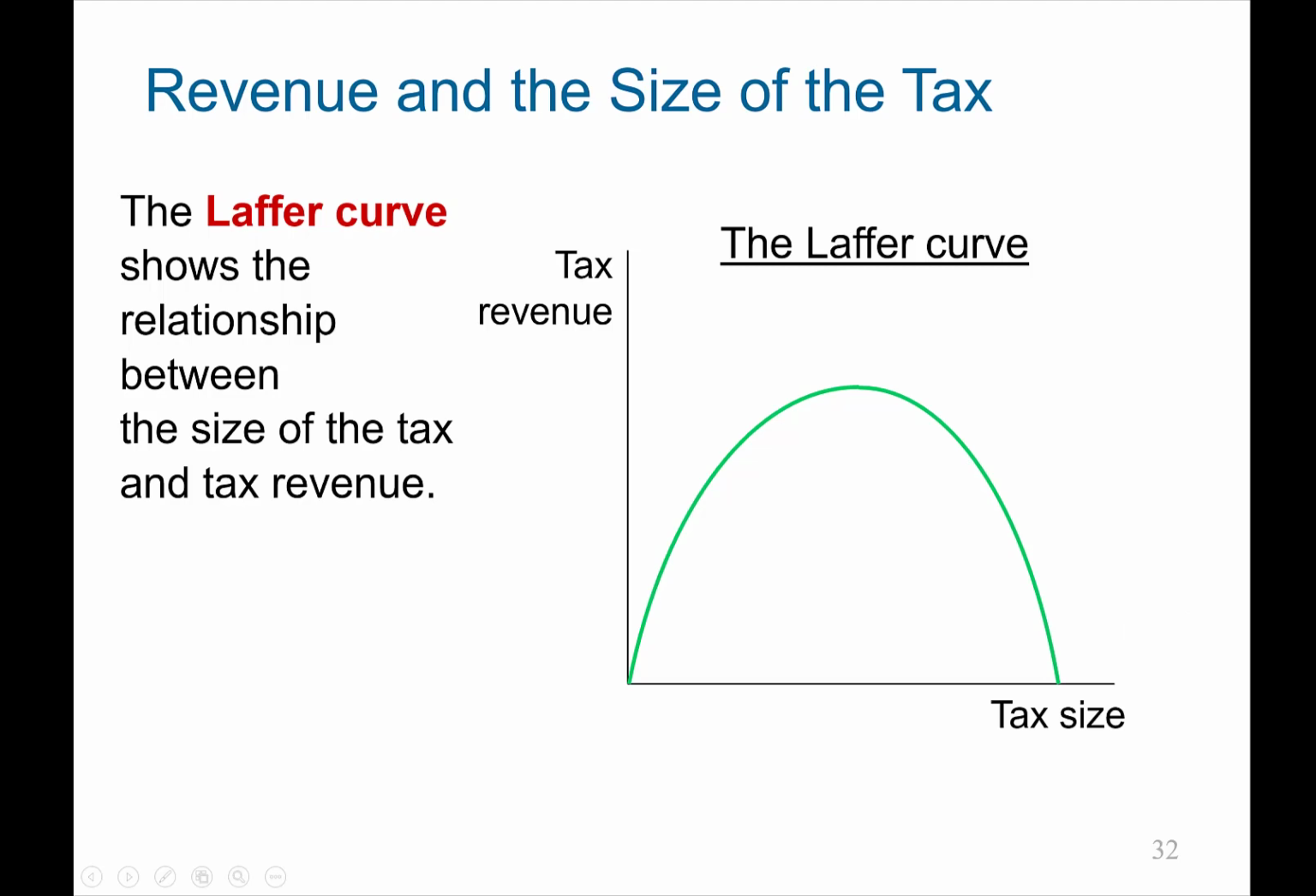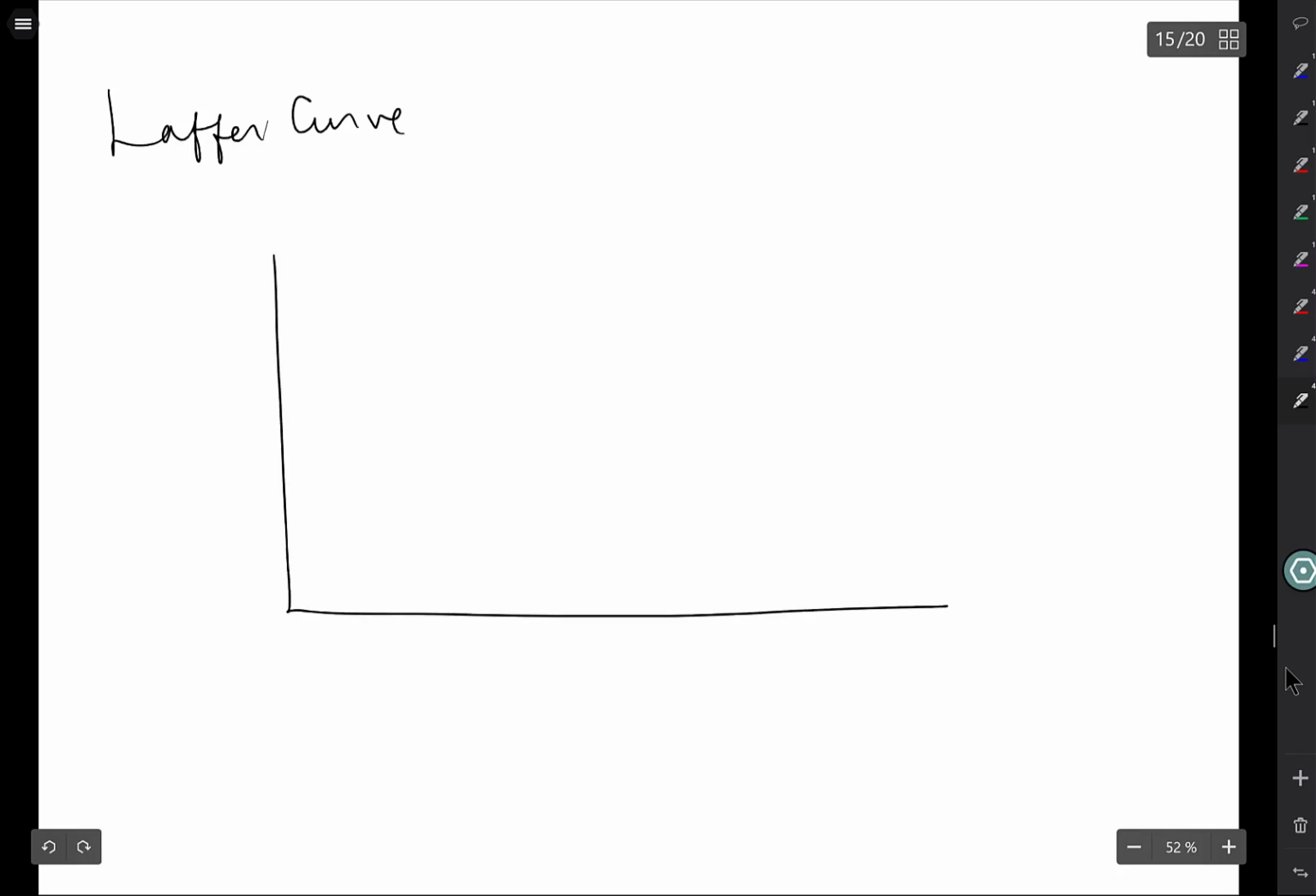So again, this is modeling the relationship between tax size and tax revenue. This curve is actually a really interesting curve. The reason it's so interesting is because we actually don't really know where we are on the Laffer curve. What we observe at a particular point in time is a particular tax size and the corresponding tax revenue. That's all we observe. We don't observe the full curve.